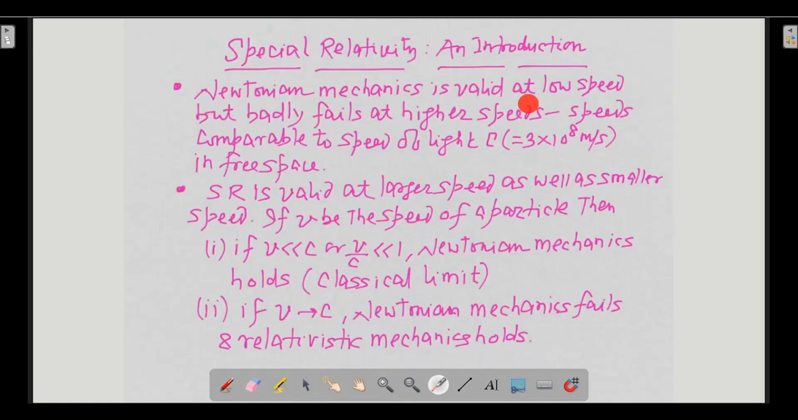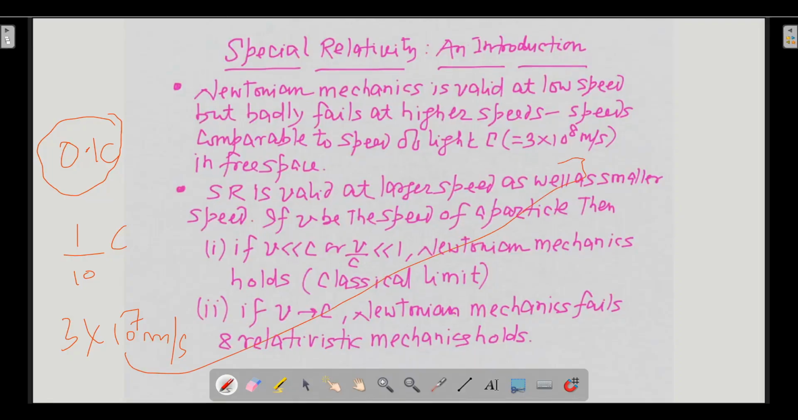So Newtonian mechanics is valid at low speeds, low as compared to the speed of light, but it badly fails at higher speeds. Higher speeds are speeds comparable to the speed of light c in free space. For example, 0.1 c is comparable to the speed of light c. 0.1 c means 1 by 10 of c, which is 3 into 10 to the power 7 meter per second. But 100 meter per second is not comparable to the speed of light c.